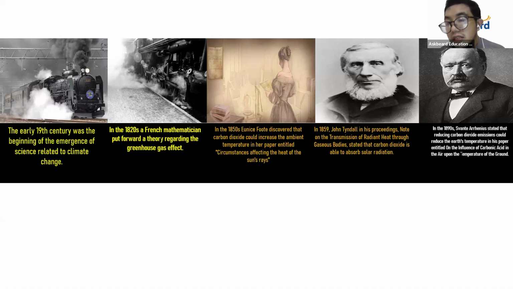So Svante Arrhenius stated that reducing carbon dioxide emissions may reduce the Earth temperature. This is from his paper entitled "On the Influence of Carbon Acid in the Air upon the Temperature of the Ground."